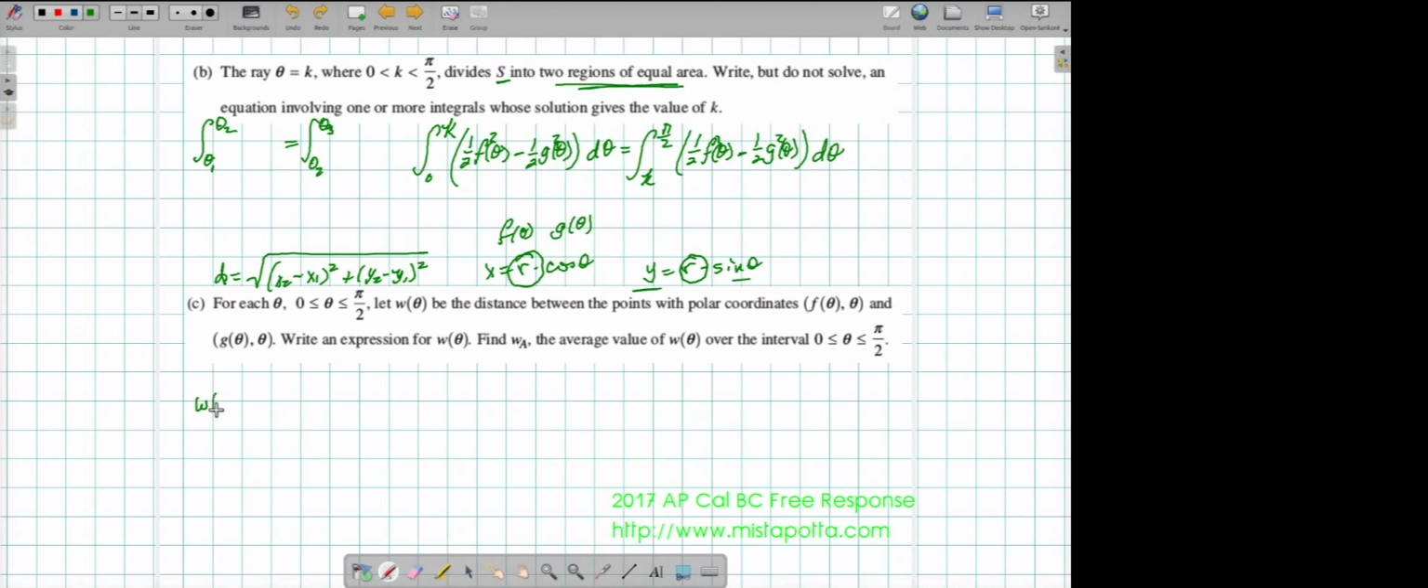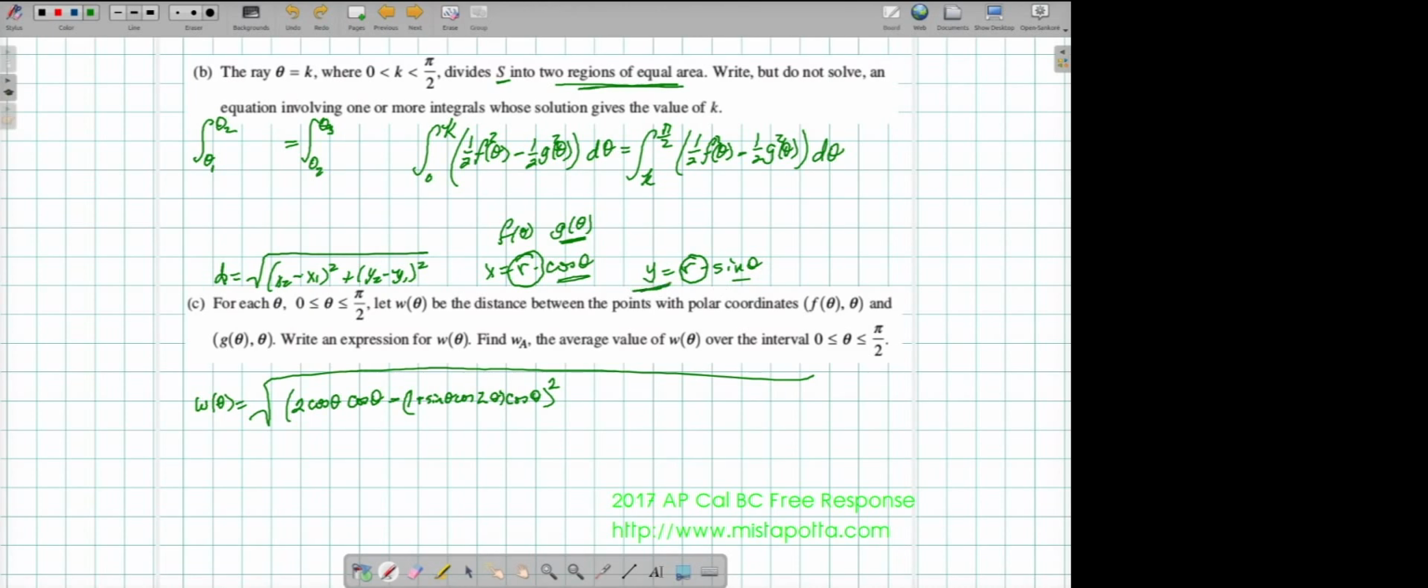So I'm going to say that w of theta is going to be given by the square root of this expression. Keep in mind that x2 is going to be dealing with g and cosine. So this is going to be our 2 cosine theta times cosine theta, minus x1 is dealing with f. So this is going to be our 1 plus sine theta cosine 2 theta times cosine theta, and that expression is going to be squared.